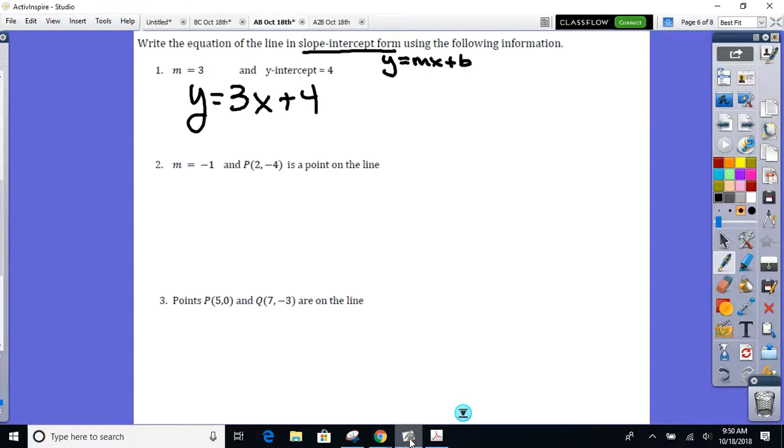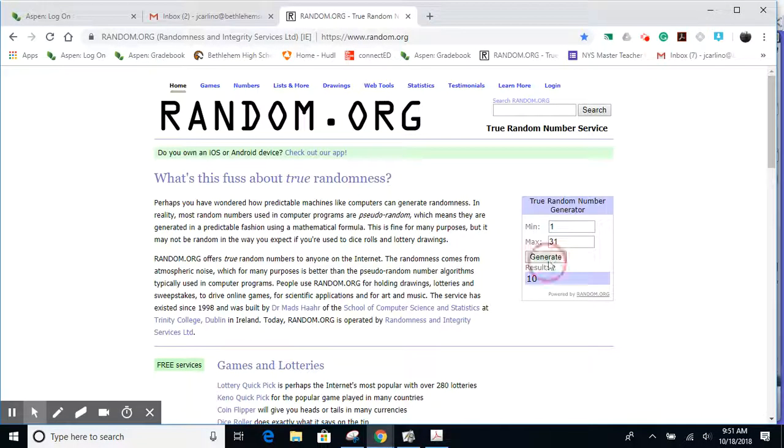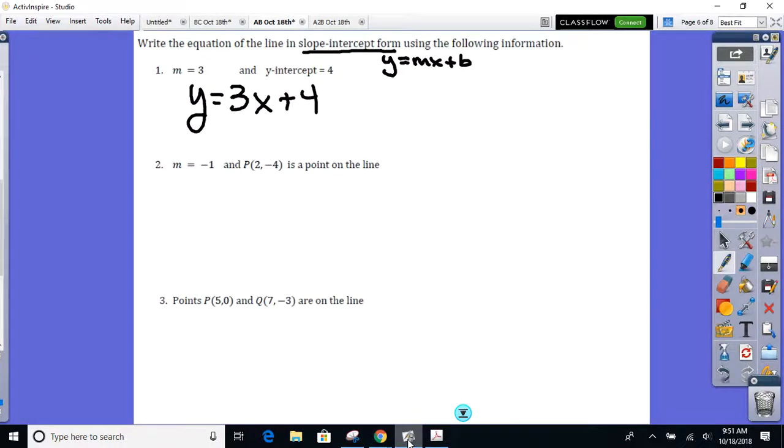What piece of the equation do I give you, though? I give you the slope as -1. What did I not provide you that we're going to need some help with? The y-intercept.